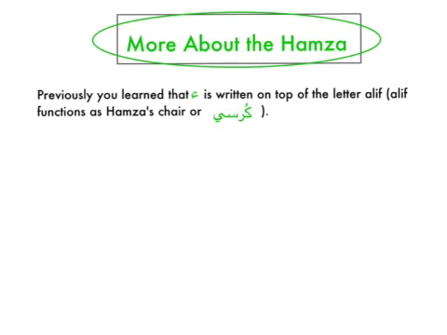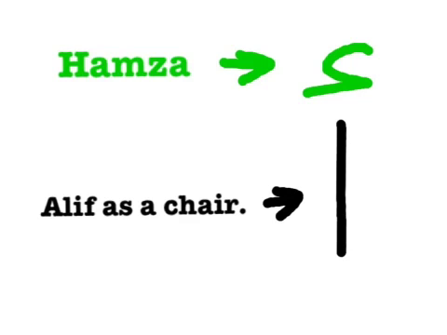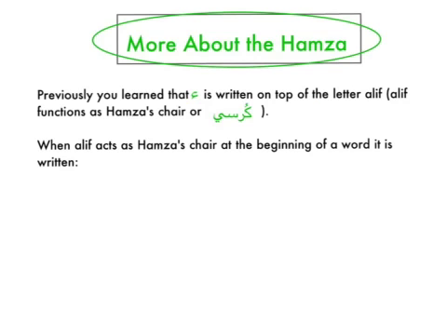Let's learn more about the Hamza. Previously, you learned that Hamza is written on top of the letter Alif. Alif functions as Hamza's chair or kursi. When Alif acts as Hamza's chair at the beginning of a word, it is written like this. The first step, you draw Alif, a straight line. And second step, you put Hamza on top of Alif.